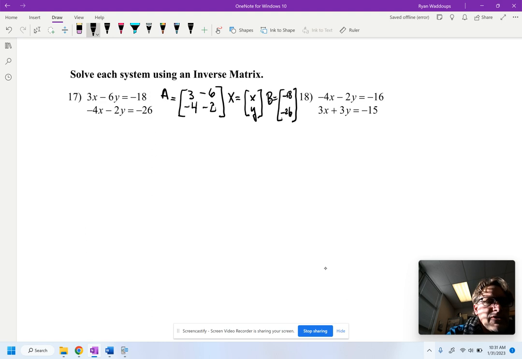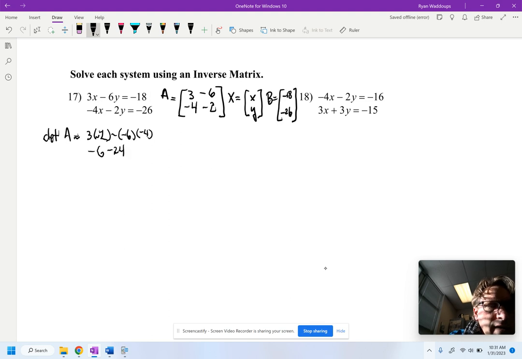So we're going to need to first find the inverse of A, which means we need to find the determinant of A. And that's equal to 3 times -2 minus -6 times -4. 3 times -2 is -6. And then I have 3 negatives, so that's going to be -24. And -6 minus 24 is -30.